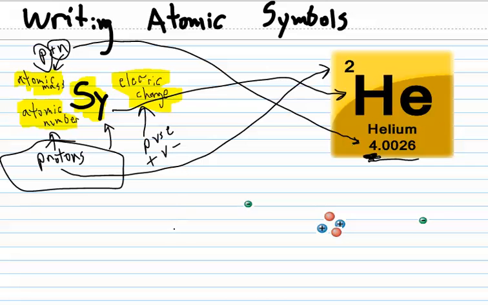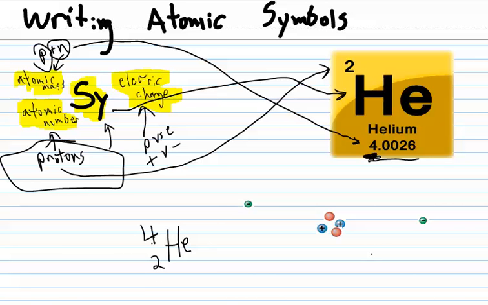So let's do this. Here we go. Here's helium. Here's the symbol, He. Our atomic number is 2. We've got our 2 protons, so that goes down here. We've got 2 protons and 2 neutrons, so that means our mass is 4. And since we've got 2 minuses and 2 pluses, that means our electric charge is 0. So this is just a very simple way to draw it.